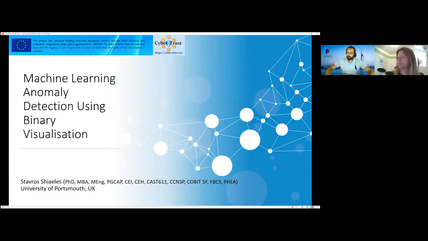So, good morning, everybody. Thanks for the introduction. Today we're going to present a bit of my current research, what we have done in the last, I would say, 3 years, which is called machine learning anomaly detection using binary visualization. As Thomas said, I am from the University of Portsmouth. I'm working here as a senior lecturer, I deal a lot with cybersecurity, and I also hold a series of professional certifications, showing that I'm also involved in the industry as a consultant.